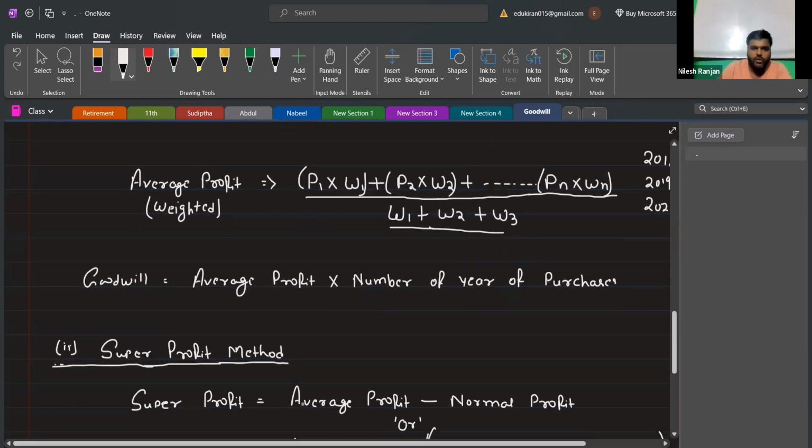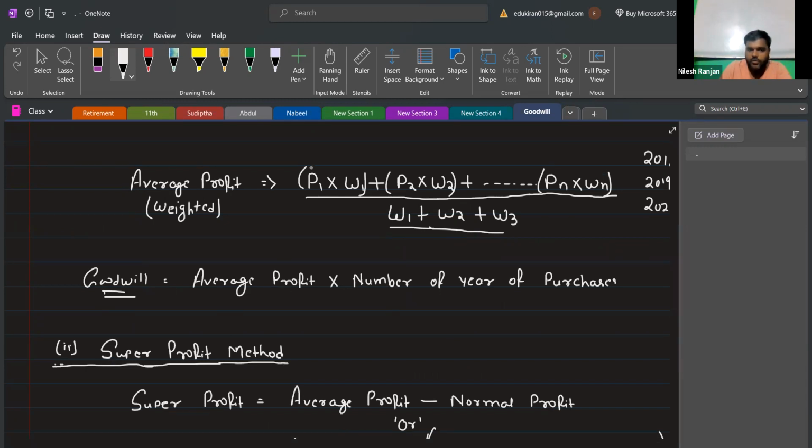So goodwill is calculated using this formula: the average profit that we have calculated either by the simple method or the weighted average method, multiplied by the number of years of purchase. Now, what is this number of years of purchase? Can you tell me? Mihir, Aditya, what is this number of years of purchase? You don't know?